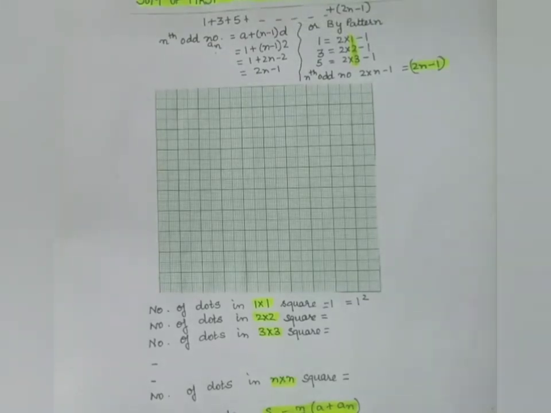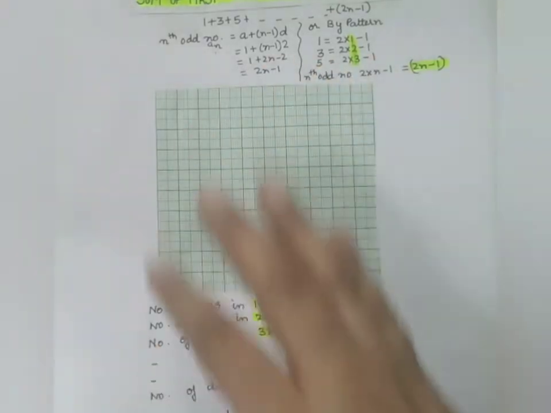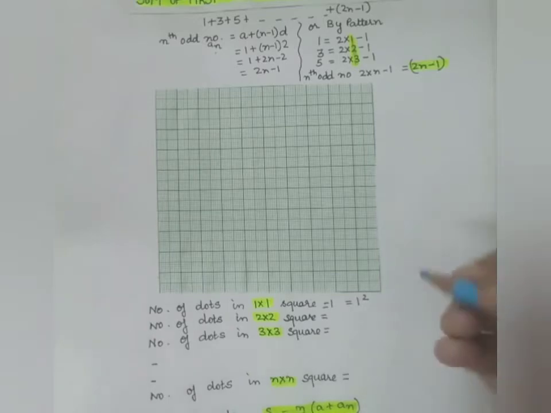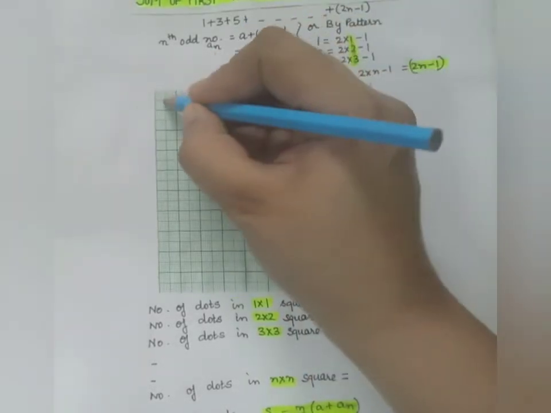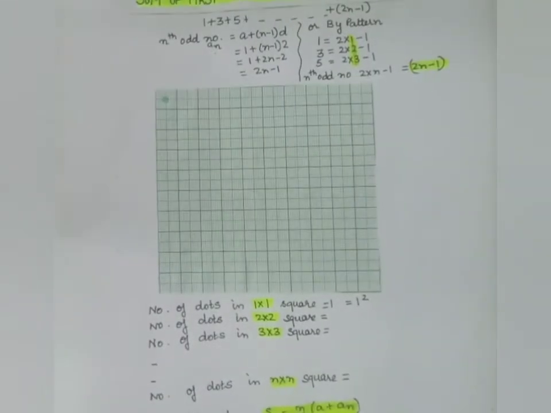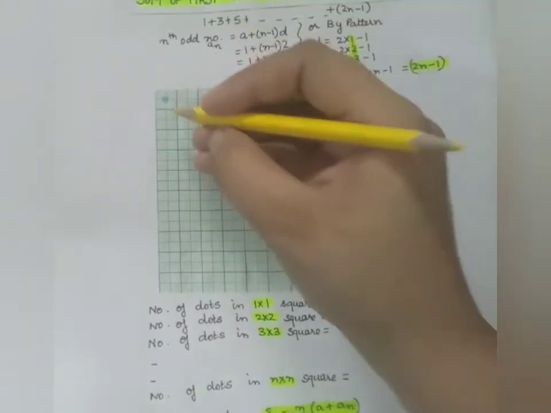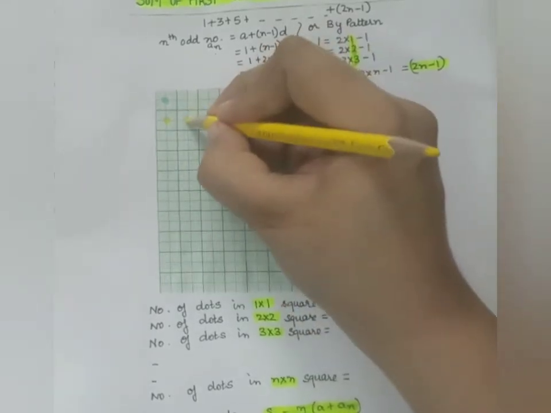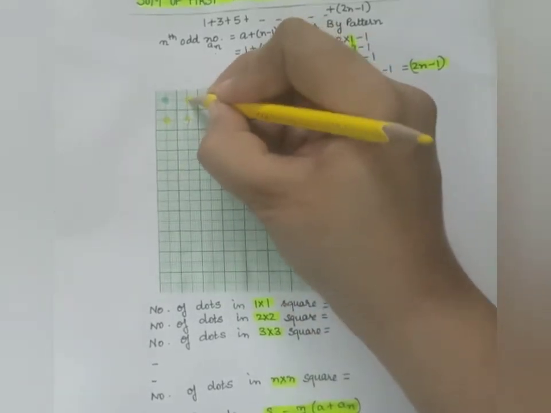Now we will do a simple activity to find the sum of these odd numbers by just putting colored dots on this 10 into 10 grid and representing these odd numbers on it. So the first odd number is 1. So I will put a dot in one square, that represents 1. Then we are supposed to add the next odd number 3. So I will add 3 to it. So one yellow dot, second yellow dot, and the third yellow dot.